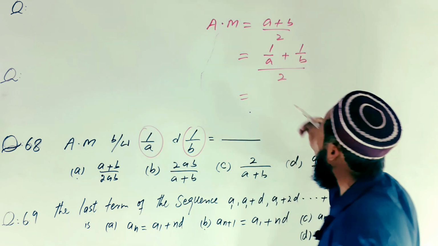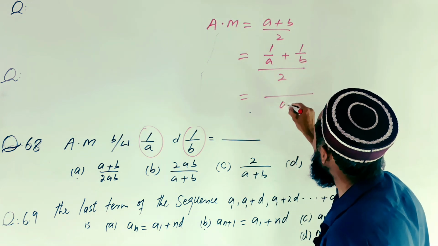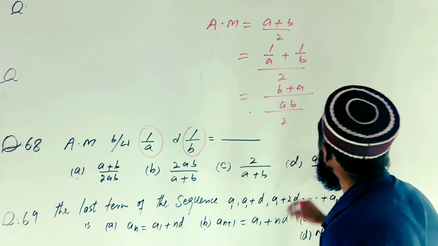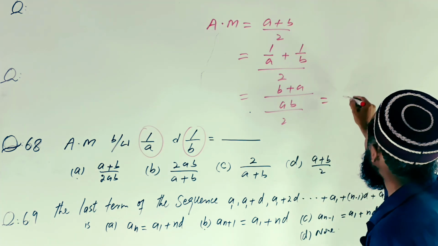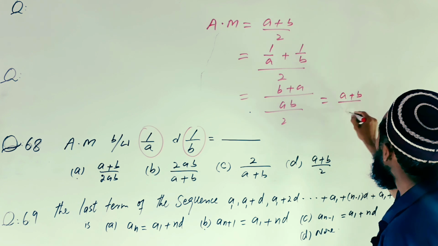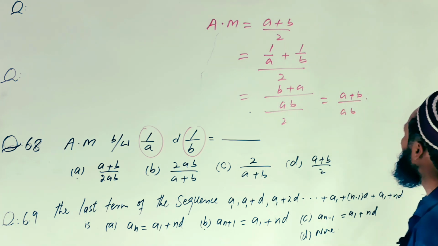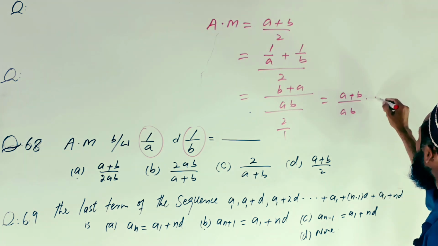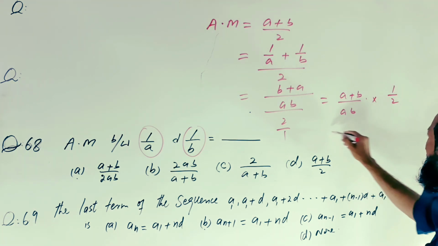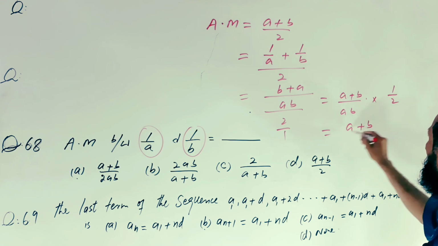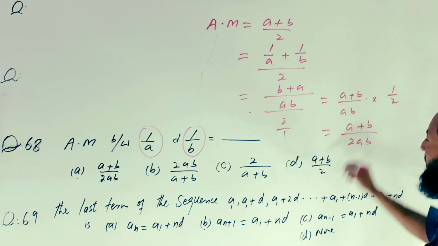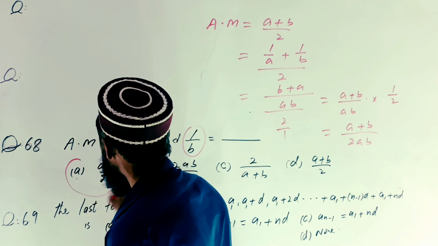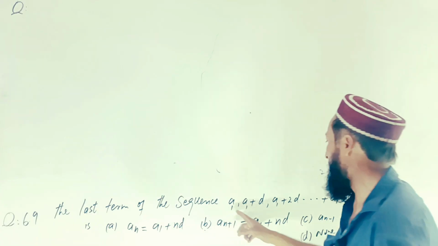So here we take LCM. LCM is AB, B plus A divided by 2. So we have A plus B over AB, divided by 2. If we change division into multiplication, we can write 1 divided by 2. So A plus B divided by 2AB. The correct answer is A.